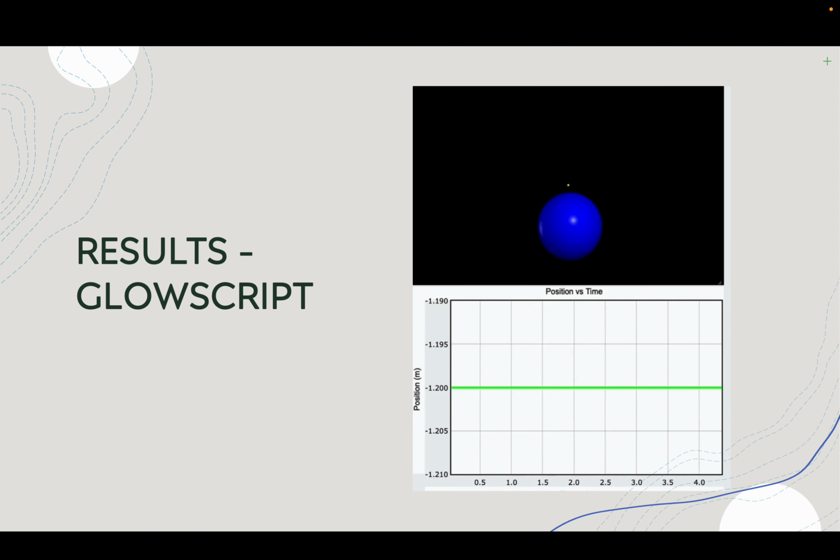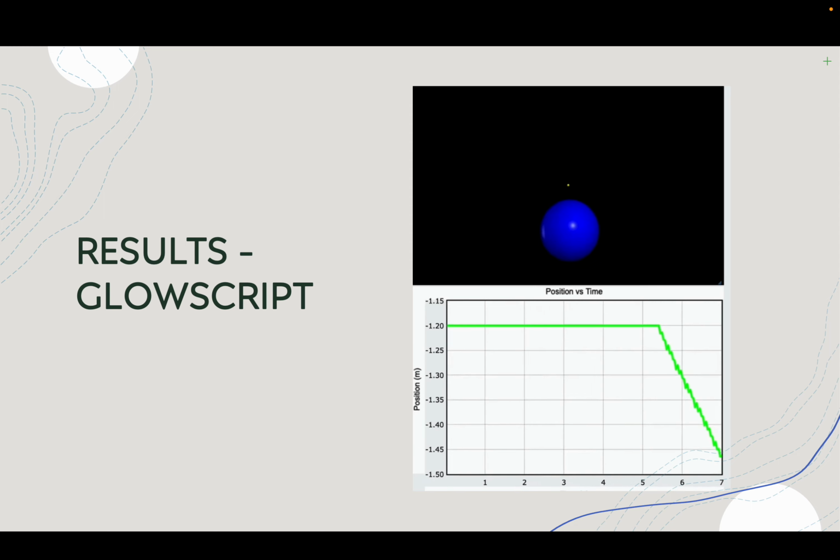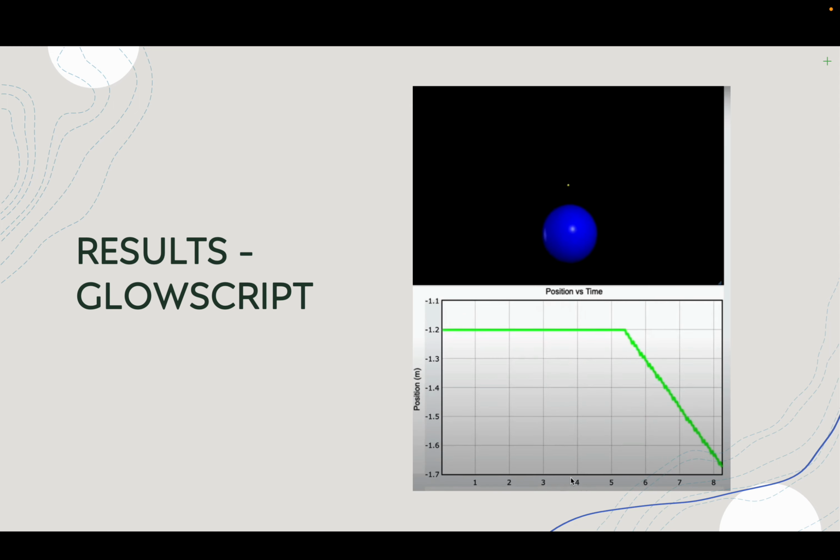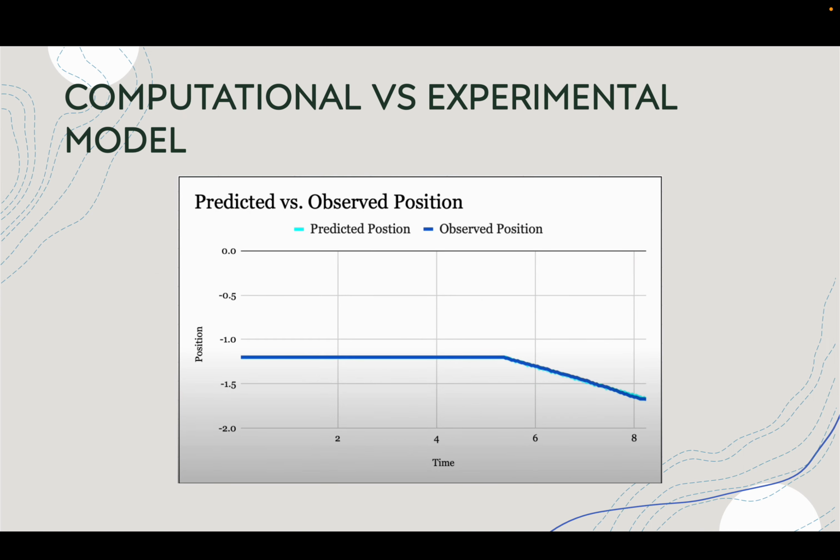Here we have our short results for our GlowScript. As you can see, the green line is the slinky, and we can see how it starts falling. Now we're going to compare our computational versus our experimental model based on our results. As you can see, our blue line is our observed motion, and our cyan line, which we can barely see, is our predicted position for this slinky. The results show that the predicted and the observed values are very similar, except for a few discrepancies once the object started falling.